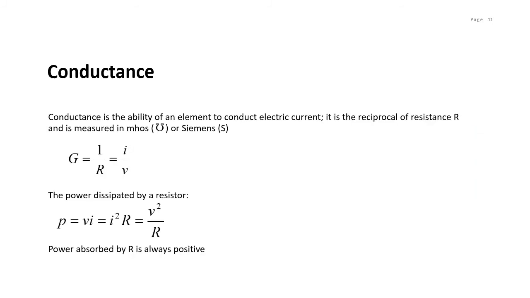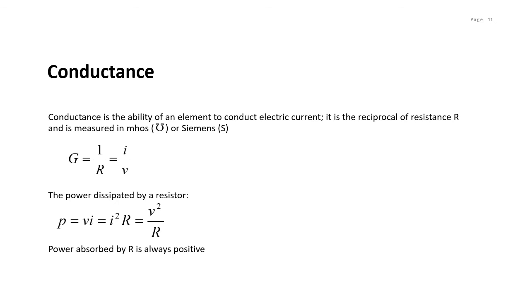A useful quantity in circuit analysis is the reciprocal of resistance, known as conductance, denoted by capital G. The conductance is a measure of how well an element will conduct electric current. The unit of conductance is the mho, which is ohm spelled backward, or siemens, the reciprocal ohm with symbol inverted omega. In other words, conductance is the ability of an element to conduct electric current.